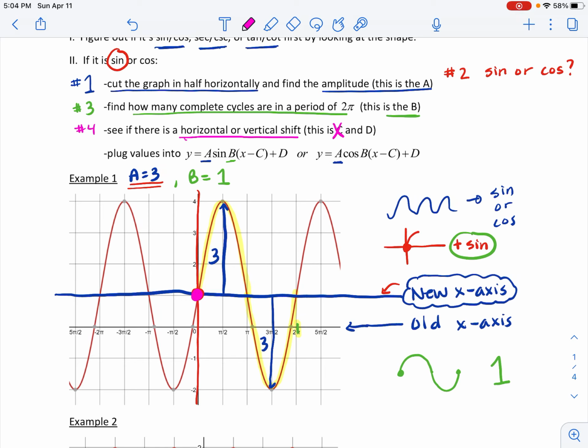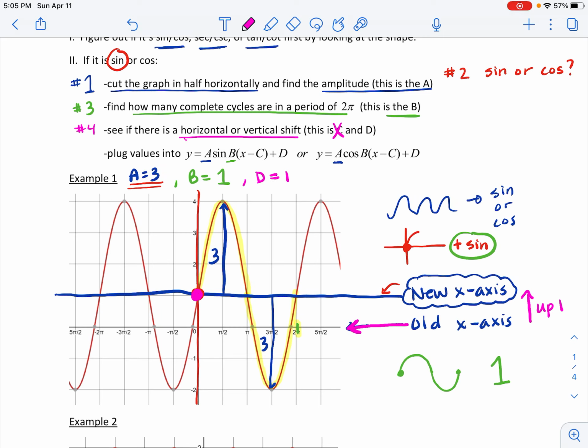But what about this up and down movement? This one's easier to see. Look, I had an old x-axis, that was this guy right here. And then I actually ended up with a new x-axis, the one that cut my graph exactly in half. So if I went from my old x-axis to my new x-axis, I had to go up 1. So basically I took this whole graph and pushed the whole thing up 1 unit. So this is going to be the value of my D. Because I moved up 1, the value of my D is also positive 1.